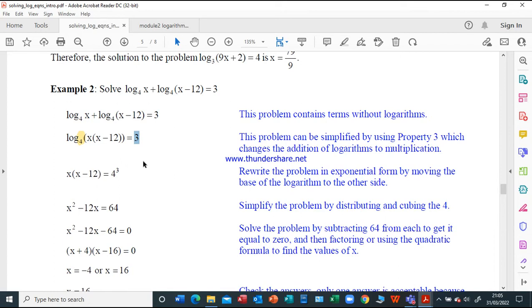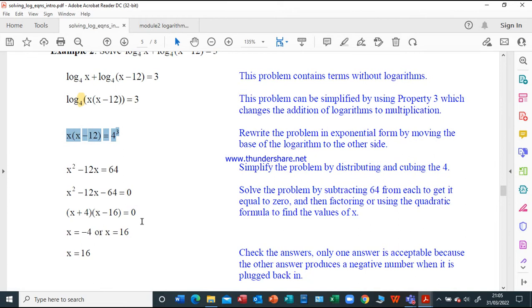So once we have gotten that right, then we just simplify this equation and see what type of equation we get. From here we see that we have x into x minus 12 is equal to 4 raised to power 3. Now 4 raised to power 3 is 64. That is 4 times 4 times 4. Just there use your calculator to get the value. Okay, so expand, so you get x squared minus 12x is equal to 64.